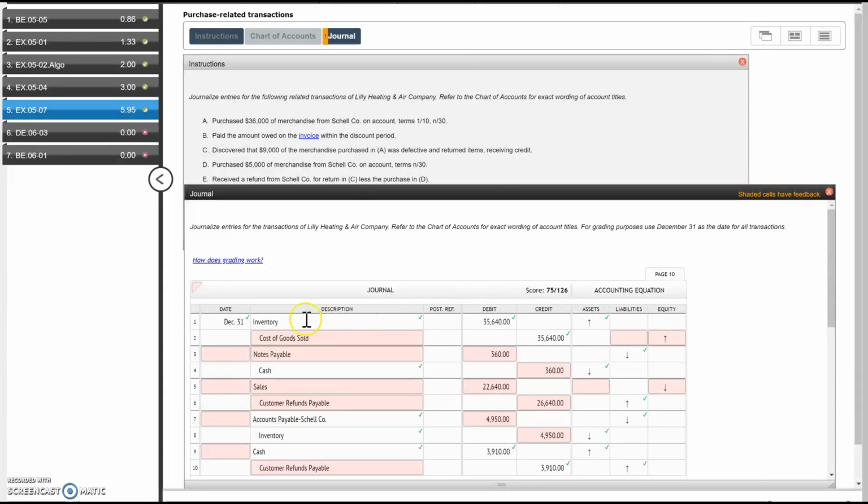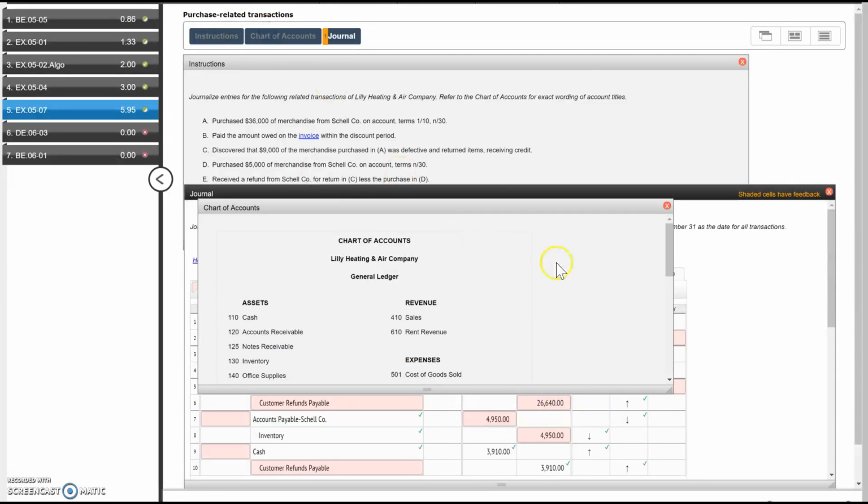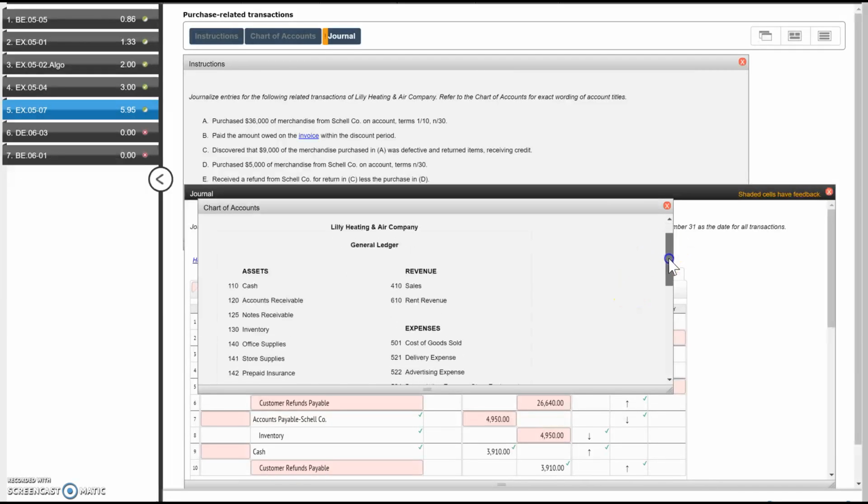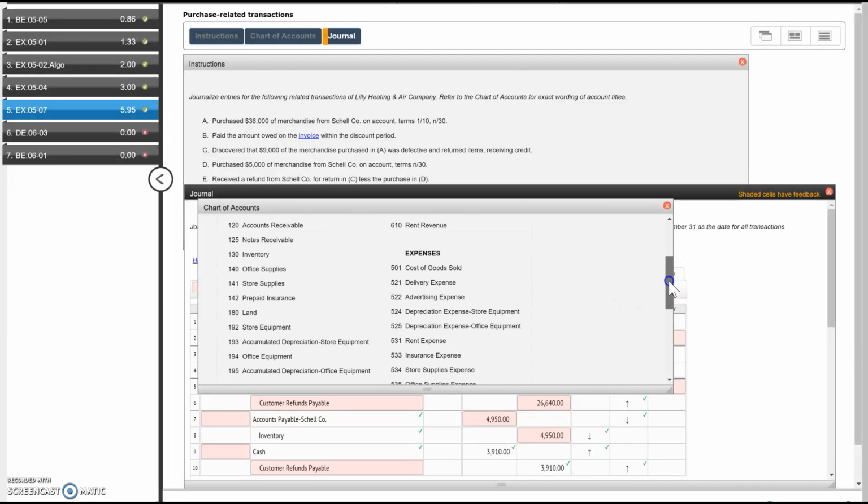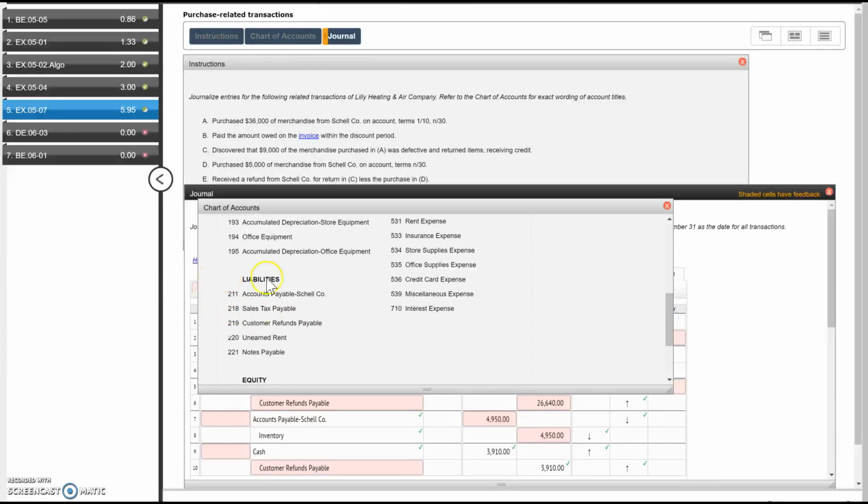So your inventory amount is correct, and you're right that we're getting inventory, but we're actually buying something on credit. So we won't have cost of goods sold, because cost of goods sold is something that the company that's selling the goods is doing. So if we're buying on credit, looking at our chart of accounts, which account is probably going to be most appropriate? Right here. It's the accounts payable, because we're buying something on account.